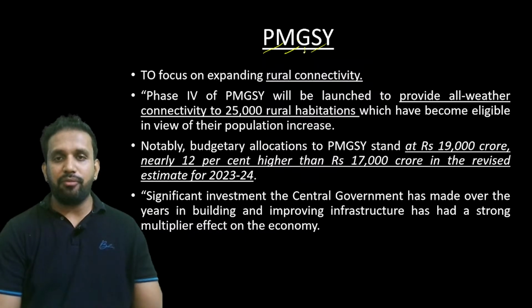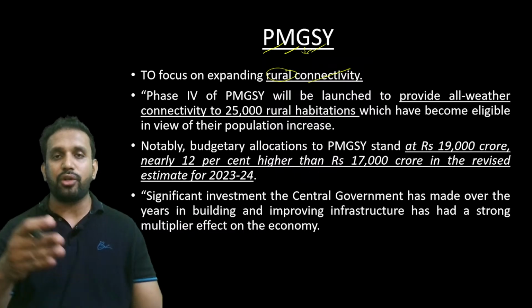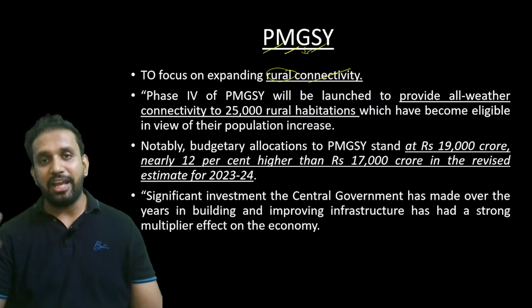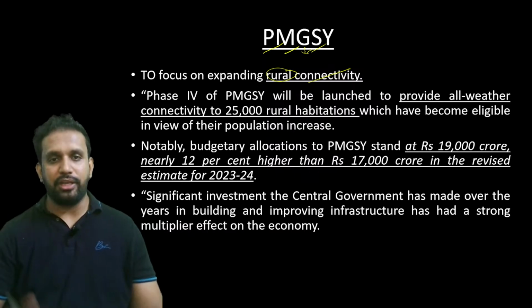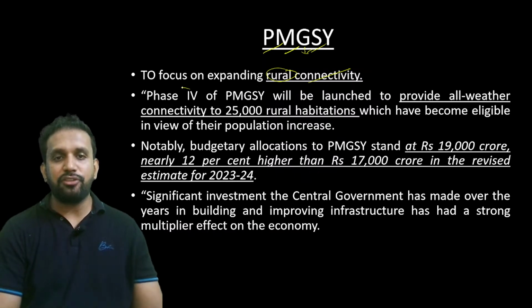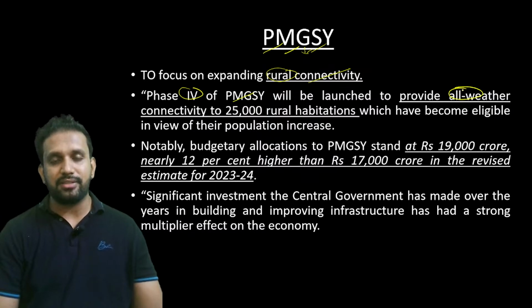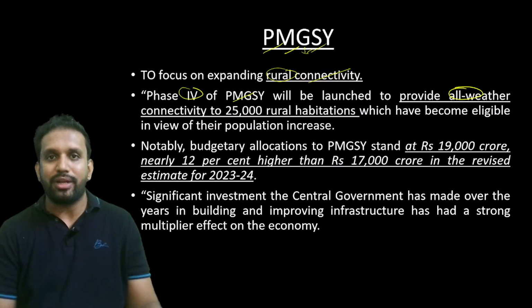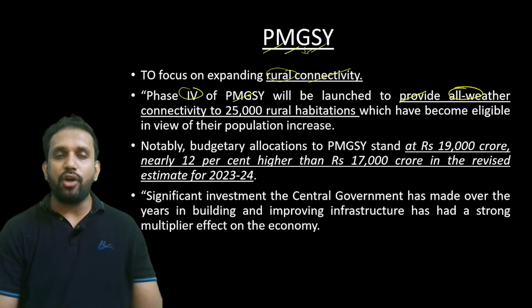Pradhan Mantri Gram Sadak Yojana: with the help of the word Gram, you can understand that it is a rural connectivity scheme. Basically, we wanted to lay roads in rural areas. This is the fourth phase of the scheme. In this scheme, all-weather roads, meaning in summer, winter, or rainy season, the road should be very good, should be motorable. It provides all-weather connectivity to 25,000 rural habitations; the number is important here.